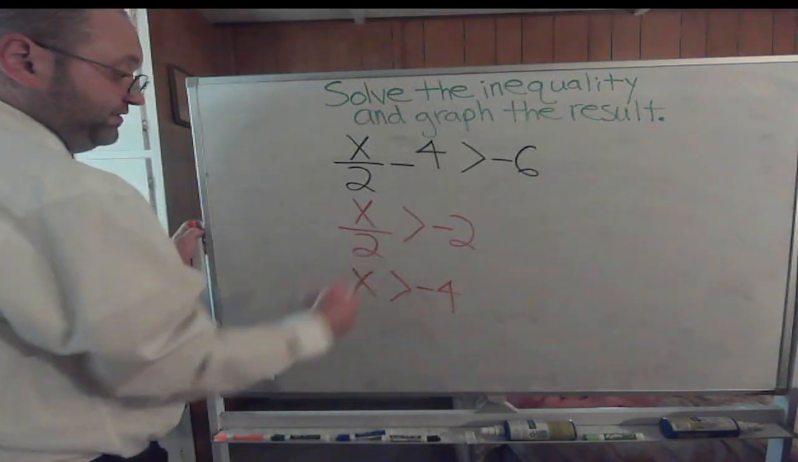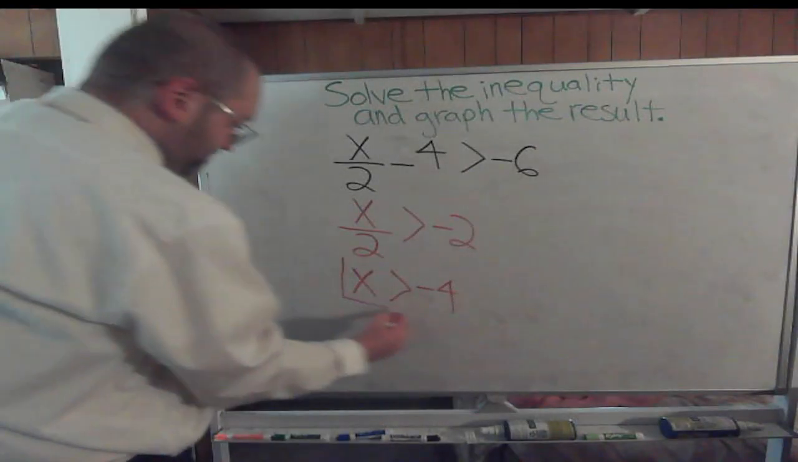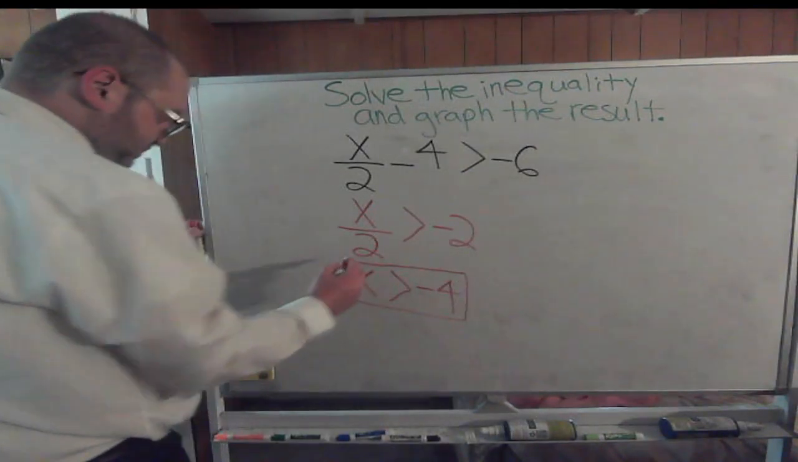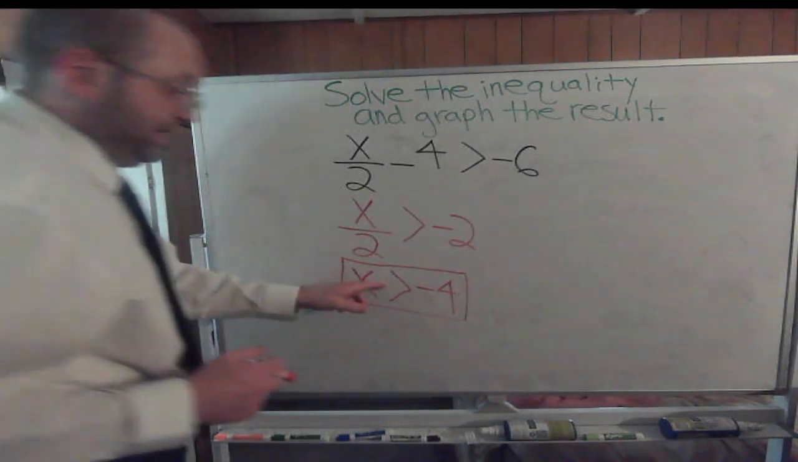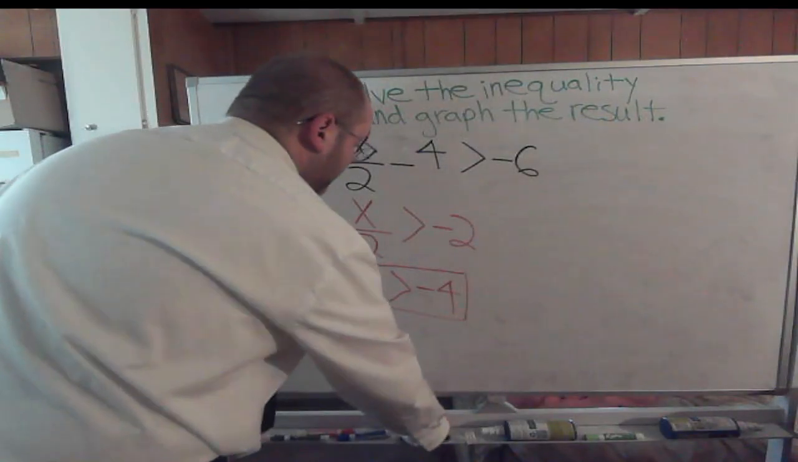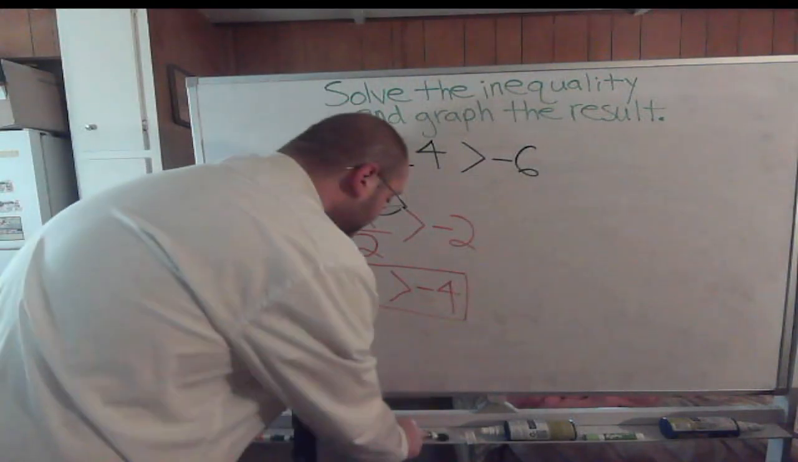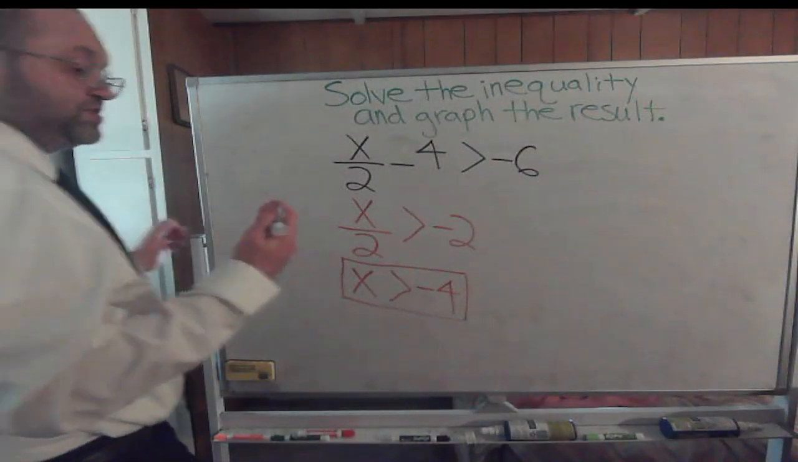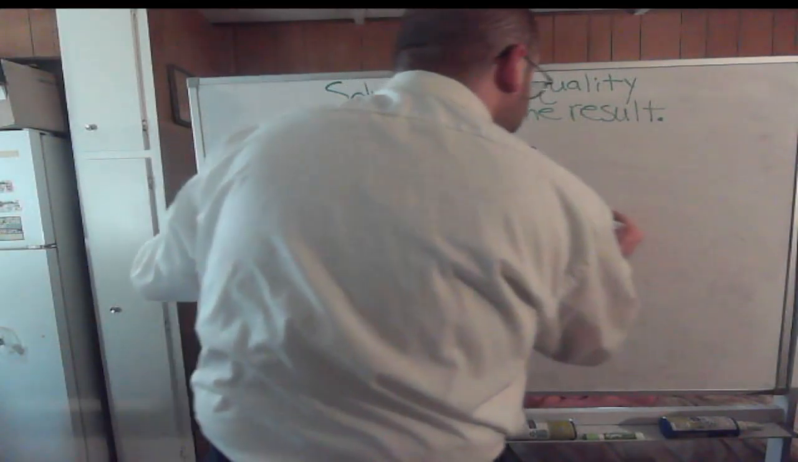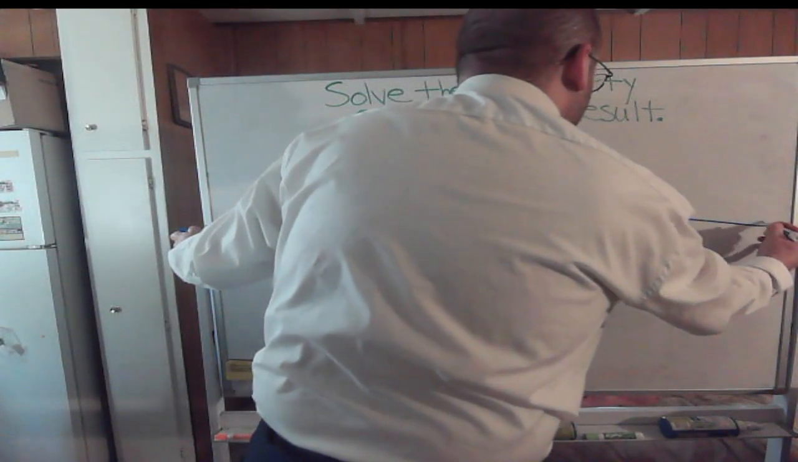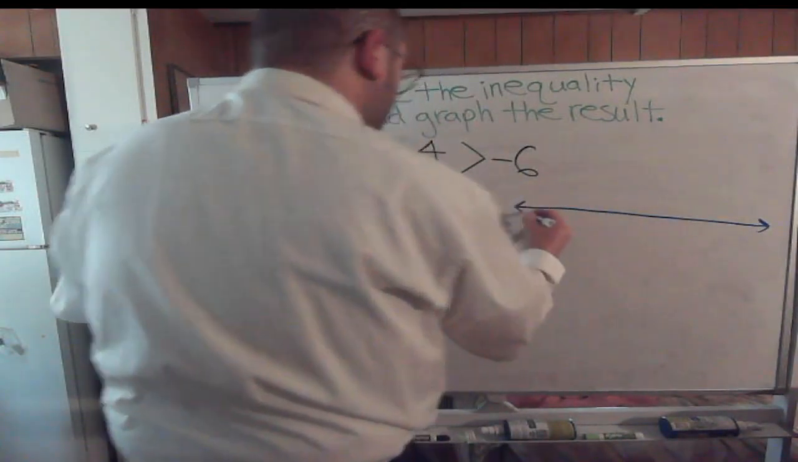And you don't have to flip the sign since you multiplied both sides by a positive number. So you end up getting x is greater than negative 4 for your answer. So let's go ahead and graph it. I want to get you used to graphing these too, because you'll take a lot of math courses, and they're going to have you graph them.